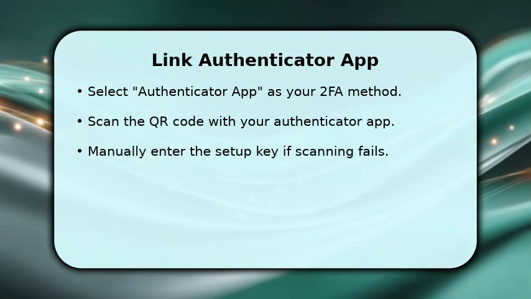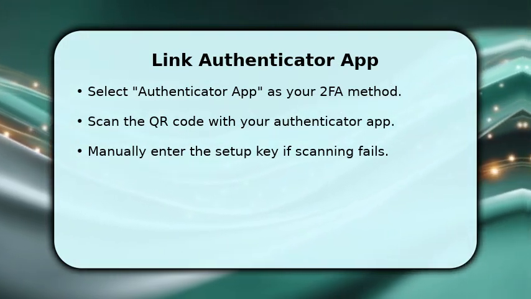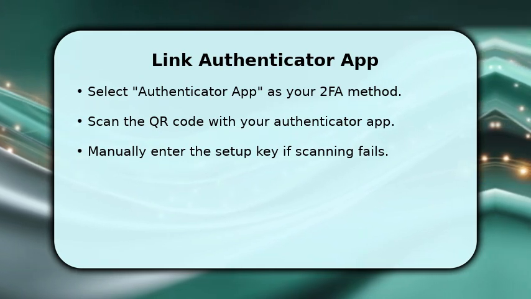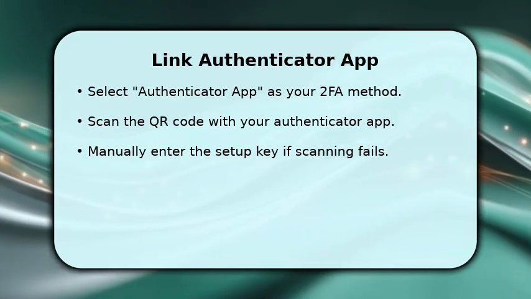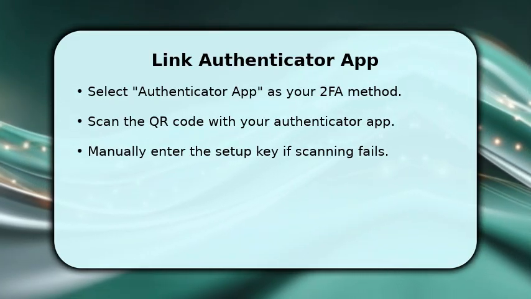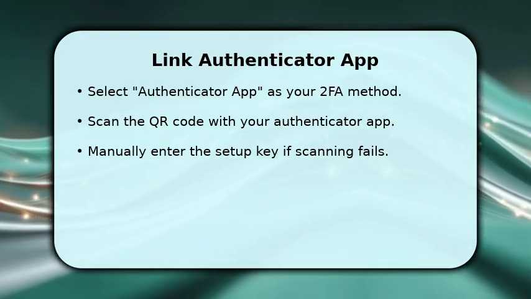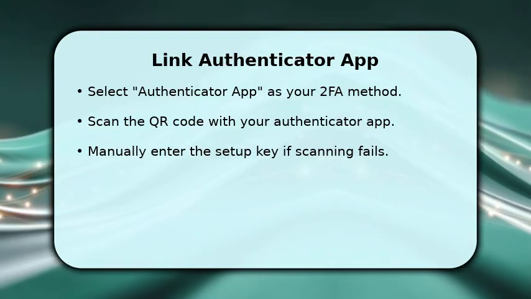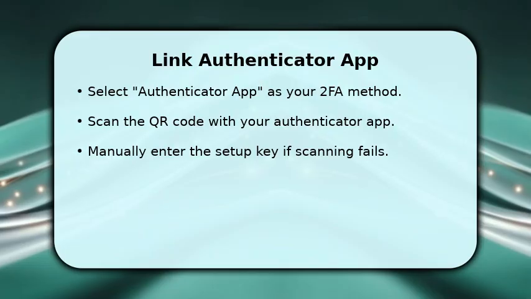Next, Coinbase will present you with options for two-factor authentication. Select Authenticator app as your preferred method. A QR code will appear on your screen. Open your Google Authenticator app and tap the plus sign to add a new account, then choose Scan a QR code. Point your phone's camera at the code. If scanning isn't possible, you can manually enter the provided setup key.